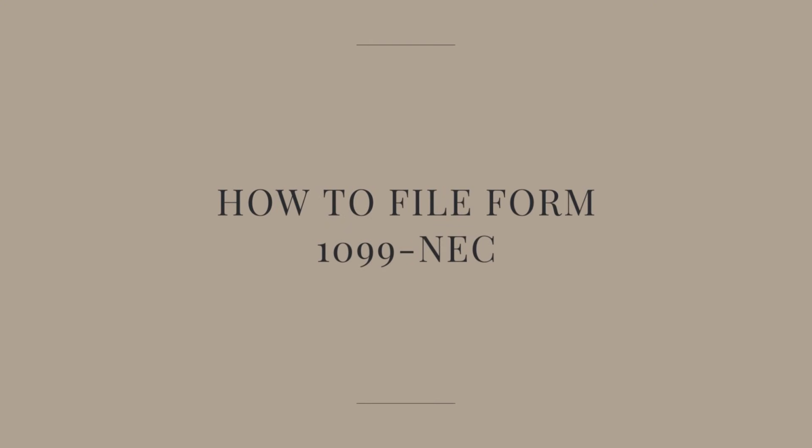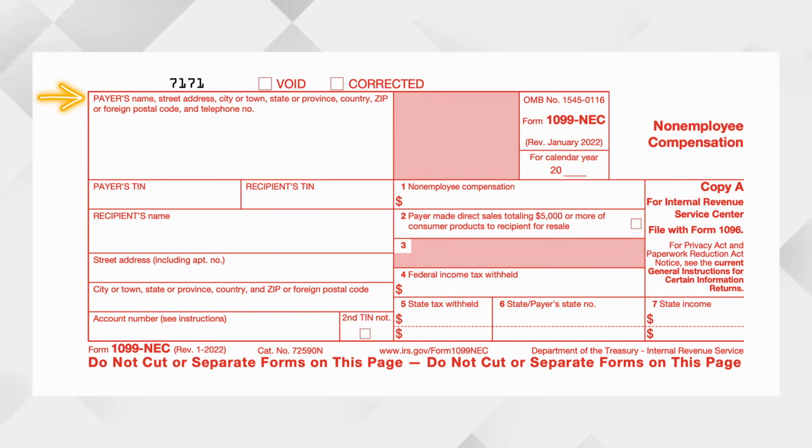Completing this form is really straightforward. You just need the following information. In box 1, enter your business information, including your business name, street address, telephone number, and taxpayer ID. In box 2, you will enter the payee's ID information, including their name, mailing address, and taxpayer ID number. There's also a box for an account number if you have multiple accounts for the payee.